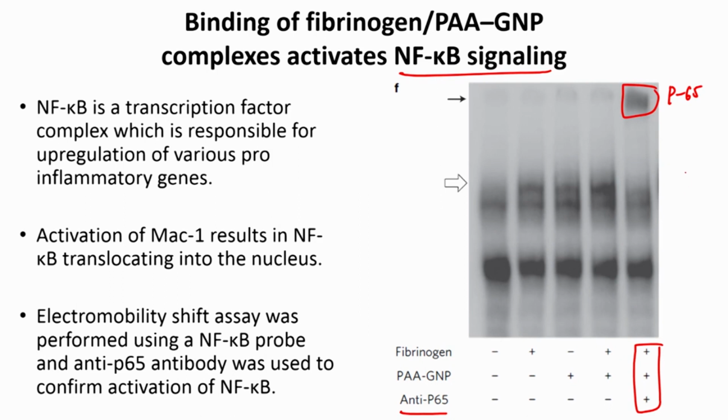So, if NF-kappa B, let us say, was for an example X kDa, and let us say in a normal gel the X kDa will come here, once it binds to the antibody, now its molecular weight has increased by X plus the antibody molecular weight. So, that has now gone and shifted up there. So, further confirmation that actually this gold nanoparticle bound fibrinogen not only is activating MAC1, but that is causing further signaling and actually causing NF-kappa B expression.